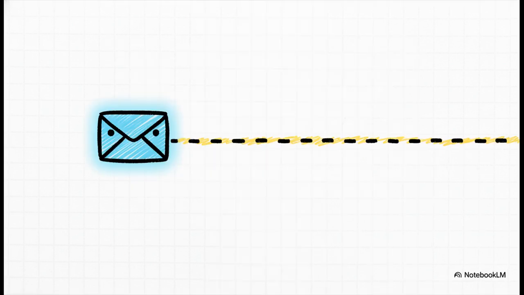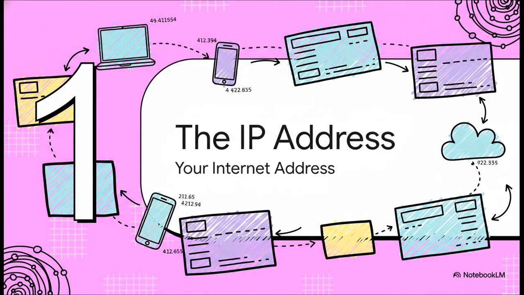And to get our heads around it, we're going to follow a single tiny piece of your data, what's called a packet, on its incredible journey from your computer out into the big wide world and all the way to its final destination. Okay, so before our little packet can go anywhere, it needs an address, just like a letter. Every single device connected to the internet, your phone, your laptop, your smart TV, it has one. It's called an IP address, and it's basically its unique ID on the network.